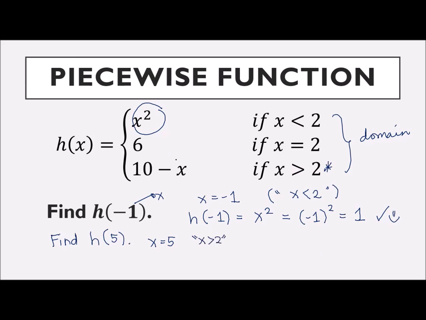So, ibig sabihin, ang gagamitin natin ay itong pangalawa na, which is h of 5 is equal to 10 minus x. So, h of 5 is equal to 10 minus 5. What's the answer? The answer here is simple as 5. So, ganun gumamit ng piecewise function. And let's just say, ang hinahanap ngayon dyan ay h of 2. So, automatic ang sagot doon ay 6 kasi x is equal to 2. Okay? I hope that's clear.